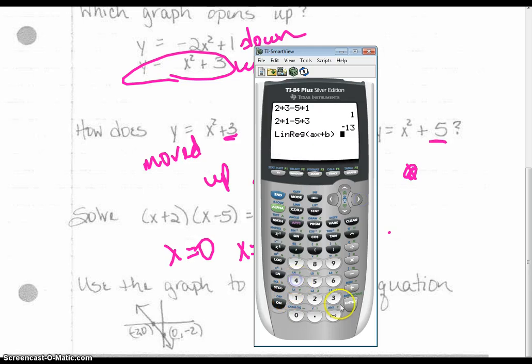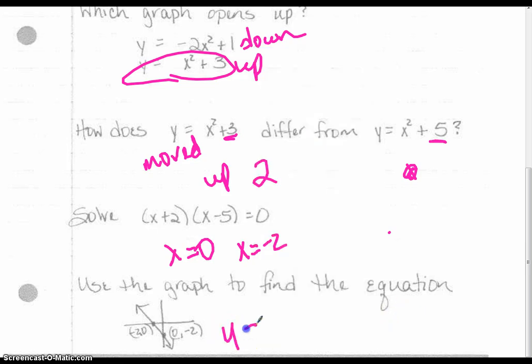Stat, calc 4, because it's a line. Enter. All you need is the a and b; ignore the r squared and the r. Remember, a goes in front of x, and b goes at the end. So negative 1x minus 2. So y equals negative x minus 2.